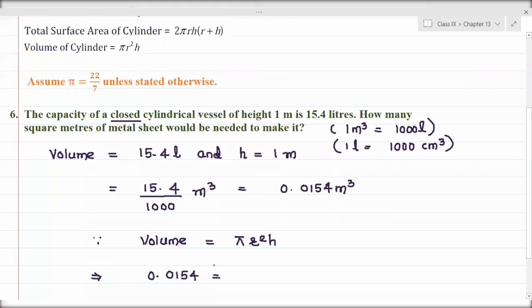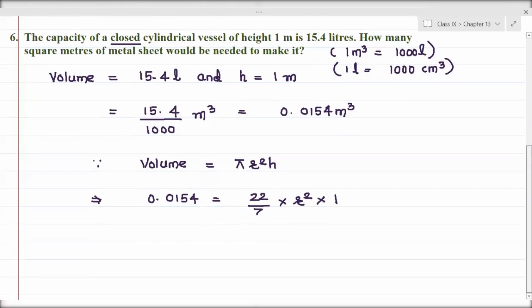0.0154 is equal to the value of pi, 22 upon 7, because the value of pi is not mentioned. R square will come as it is because R is not given, we are finding it, and height is equal to 1 meter. Remember, all dimensions I have kept in meter only. Now we shall shuffle the terms.